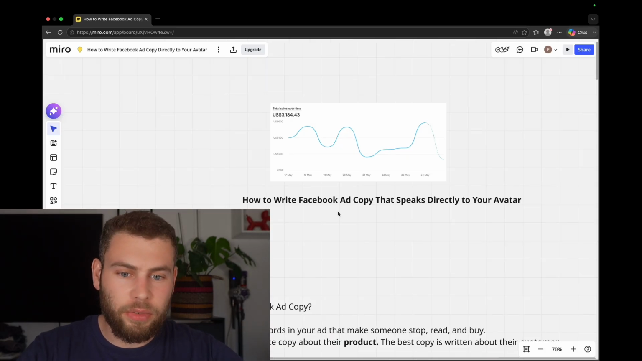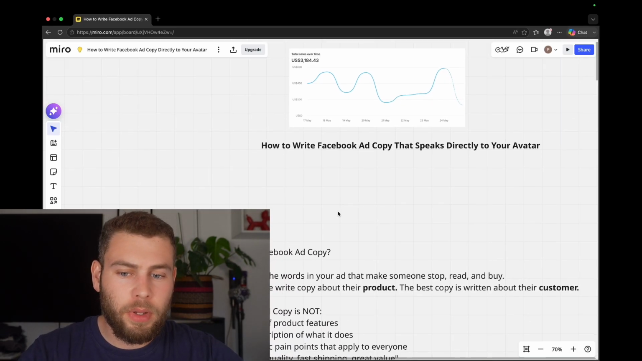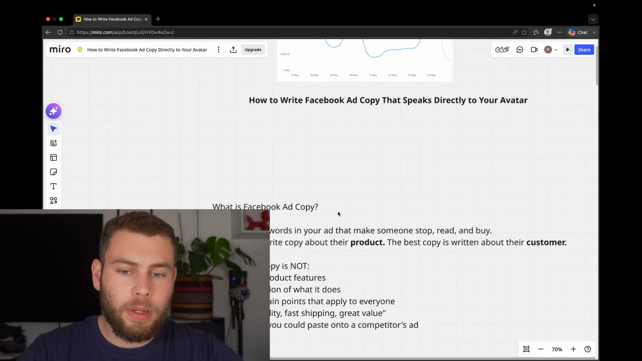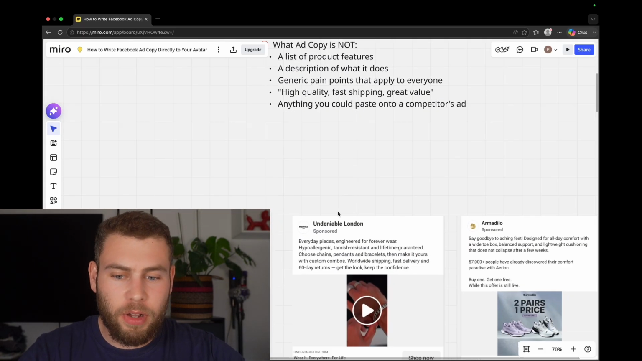So in order to get sales on your store, you're going to have to be able to write ad copy that speaks directly to your avatar. So we're going to have to understand a few fundamentals. So what is Facebook ad copy? Now, ad copy is the words in the ad that make someone stop, read, and buy. And these are the words around your advert when you're running your Facebook ad. We've got a couple of examples here.